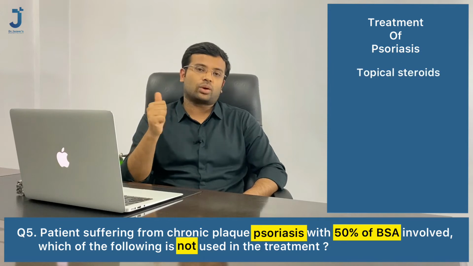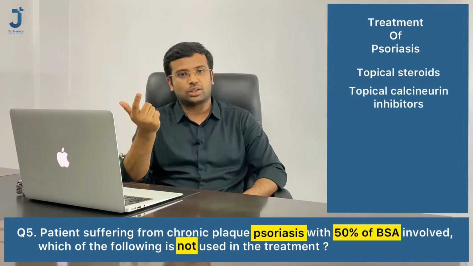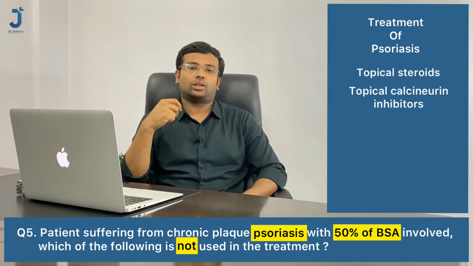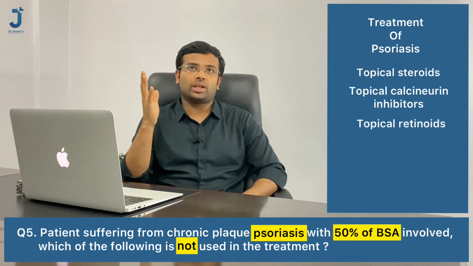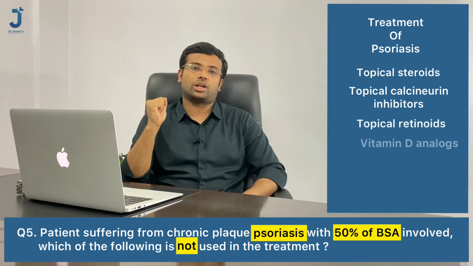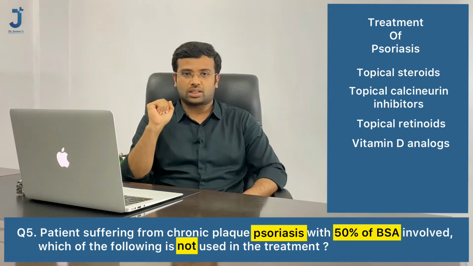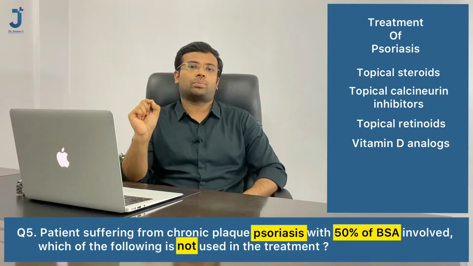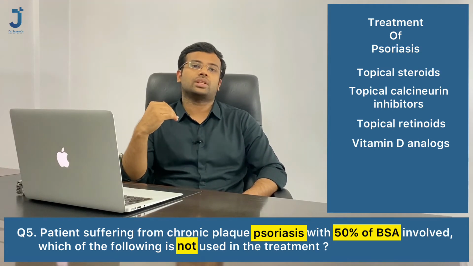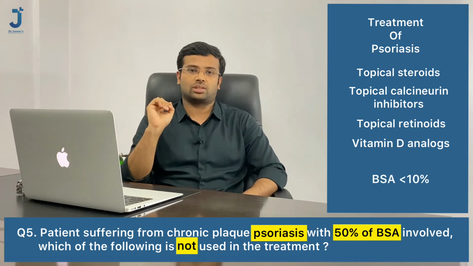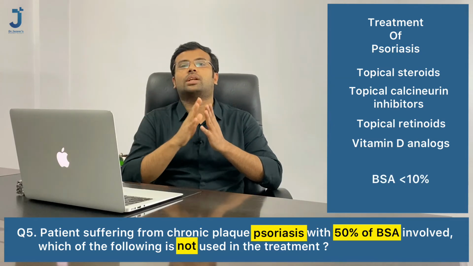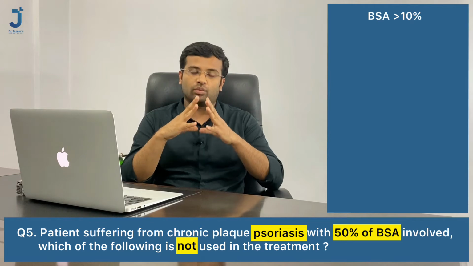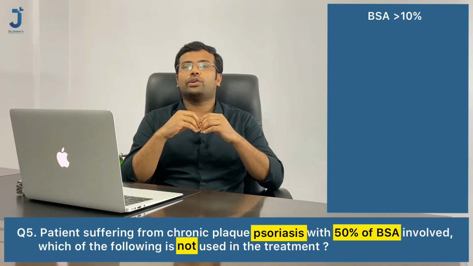So topical steroids are used, topical calcineurin inhibitors are used, topical retinoids are used, and many vitamin D analogs are used. All these topical agents are there, but topical agents are preferred when the body surface area involvement is less than 10%.